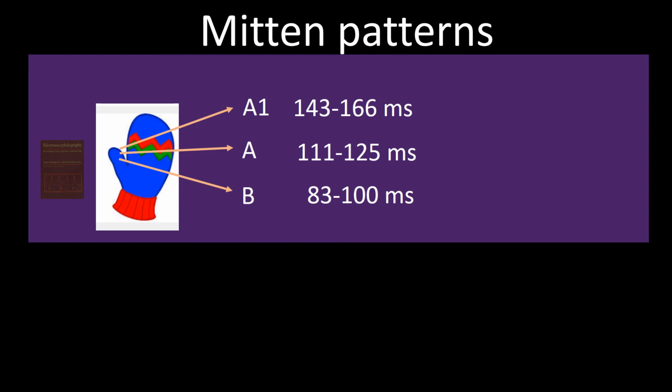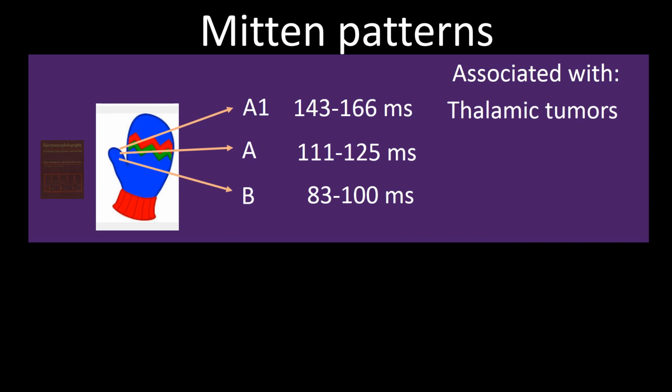Some have given the size of the thumb in the mittens a clinical specific association. The largest thumbs were related to thalamic tumors, the medium thumbs to Parkinson, the thin thumbs to psychosis.